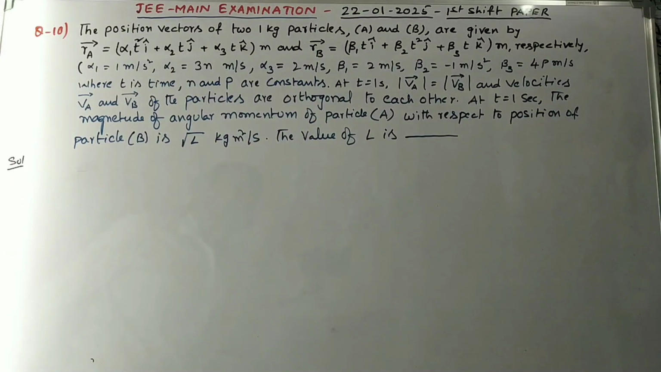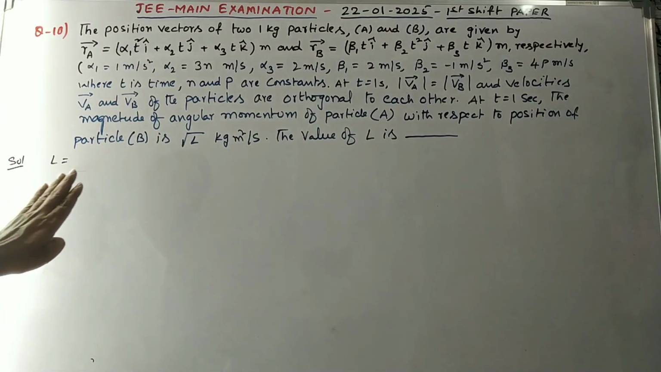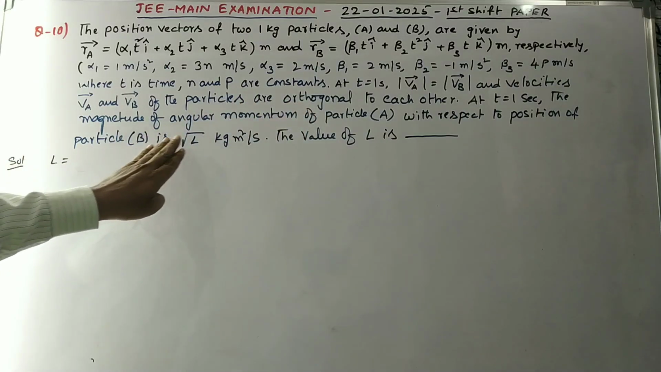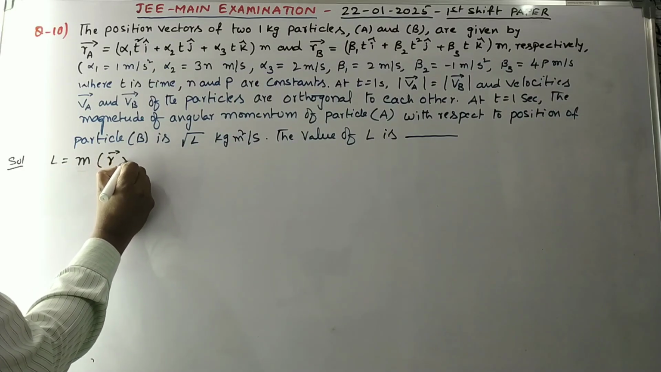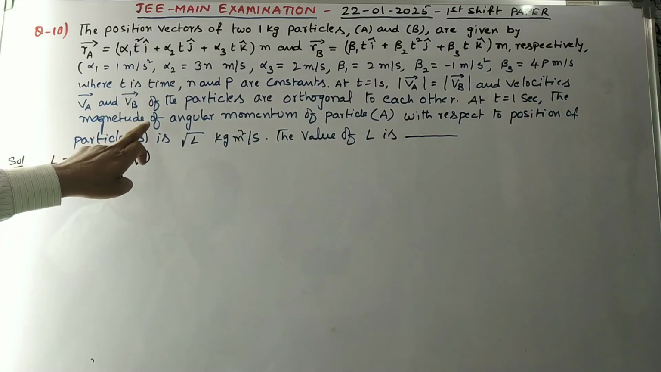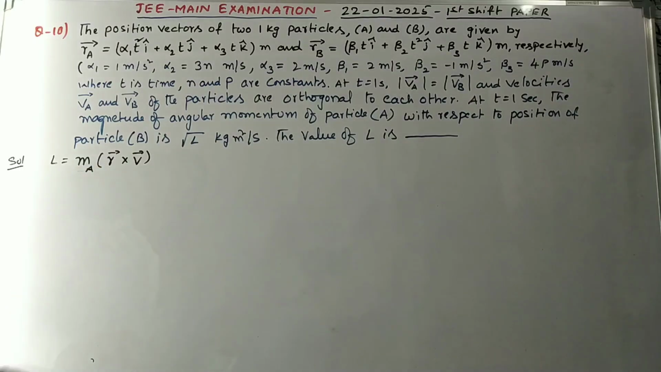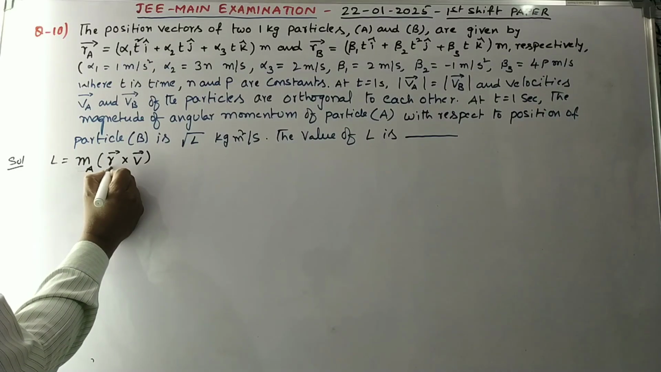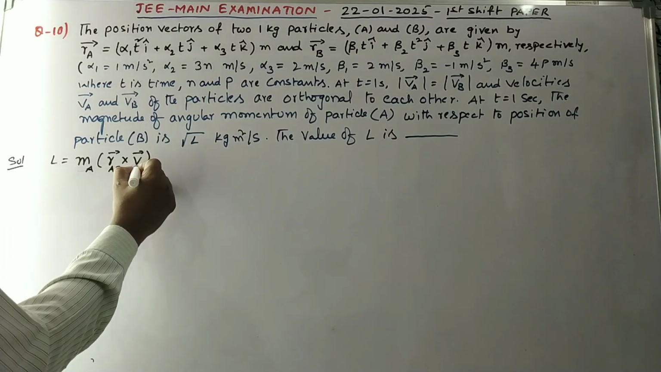The value of L is asked, where L is the angular momentum. Therefore, what is finally L? Angular momentum of particle A, that means L is equal to M into R bar cross V bar. Here there are two particles. Moreover, in the question, the magnitude of angular momentum of particle A with respect to the position of particle B, that means position of particle A with respect to B, and velocity of A.